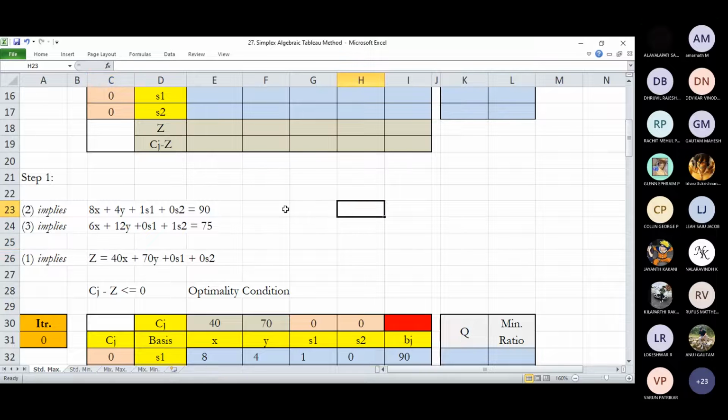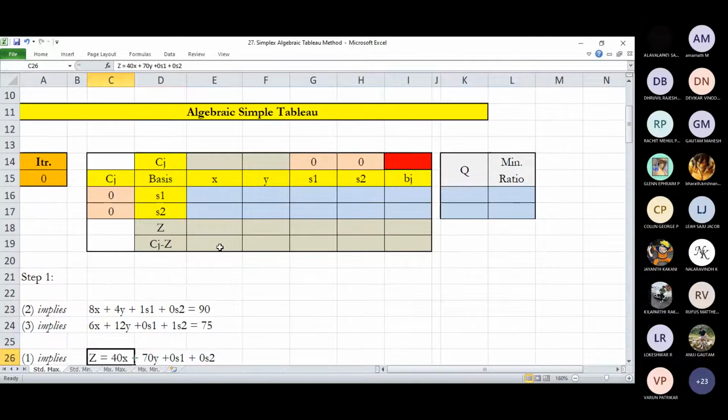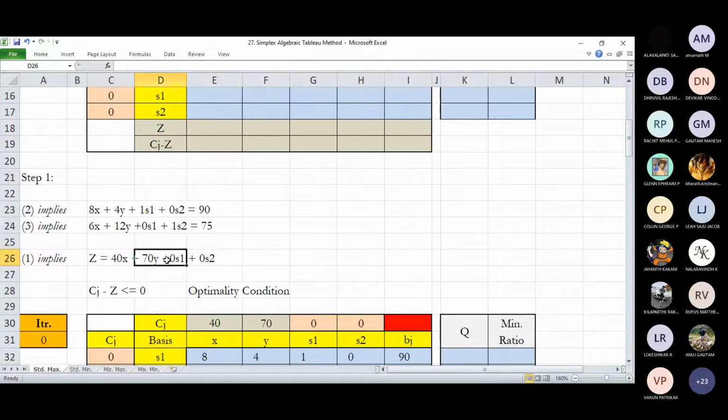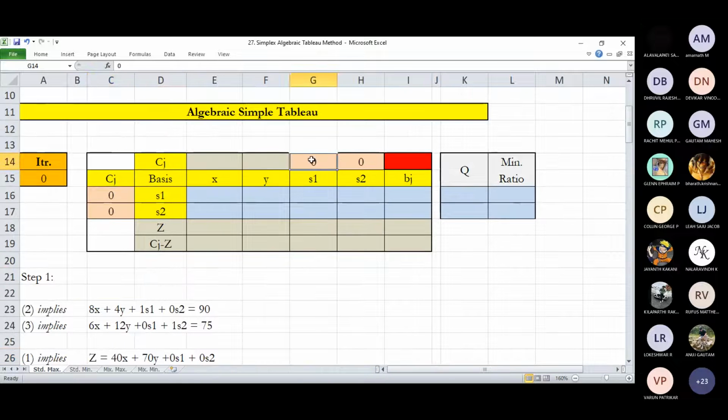Then once you make up this, you have to do it for z, which is 40x plus 70y plus 0S1 plus 0S2. We don't have any artificial variable. In both the maximization and minimization cases here, we'll only add zero-coefficient slack variables, 0 into S1 plus 0 into S2. So the coefficients of S1 and S2 are 0 in the objective function. We put it here, and the same thing gets put here. That's why I color coded these two together so that you can understand much better.